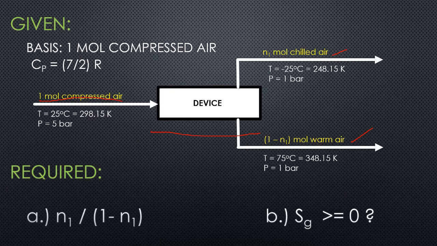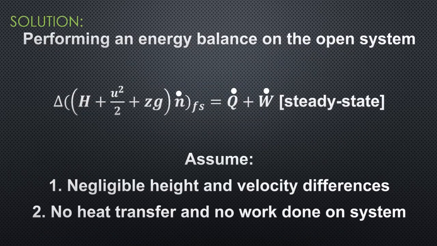And from this, we are required to find the ratio of the chilled air to warm air, and also we are required to find if this device follows the second law of thermodynamics, or in other words, if the entropy generation is greater than or equal to 0. We must first find the number of moles of chilled air and warm air. To do this, we perform an energy balance on the open system at steady state.